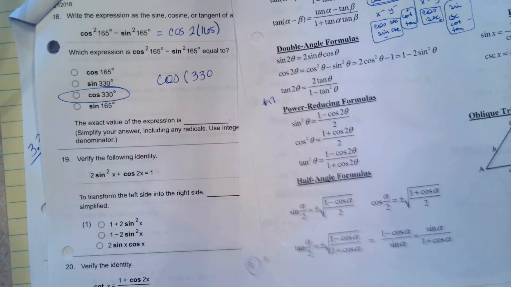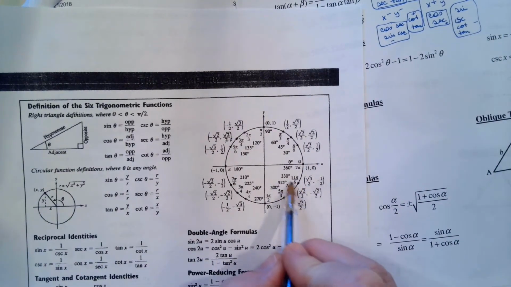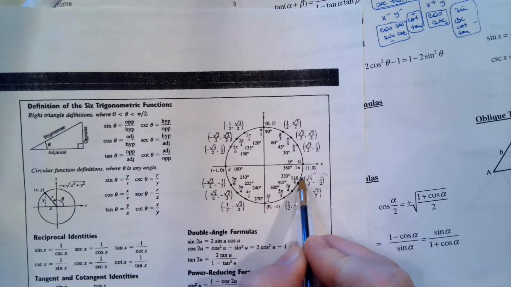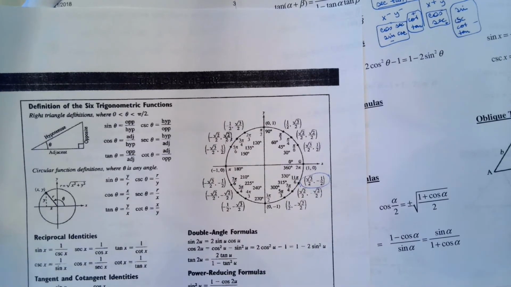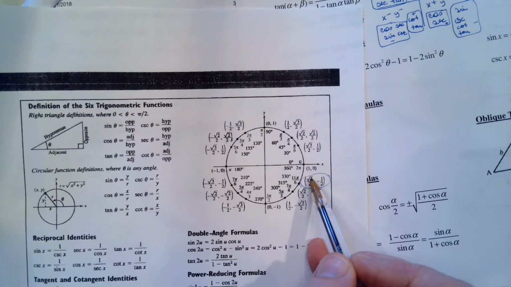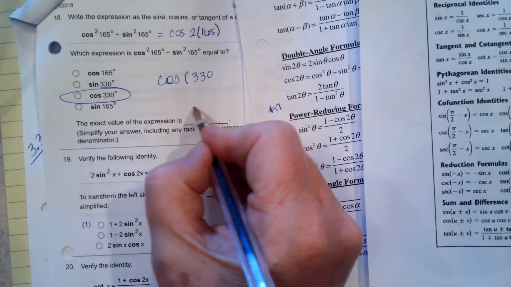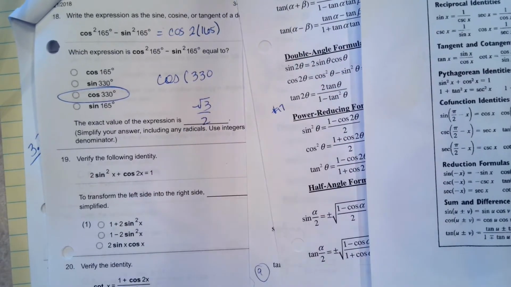And now I want the exact value, so I'm going to go back to my unit circle. And here's 330. It's way over here. This is the ordered pair that goes with it. Cosine always deals with the x value, and it's the x value over r. On the unit circle, r is always equal to 1, so basically it's just that value right there. It's the square root of 3 over 2.